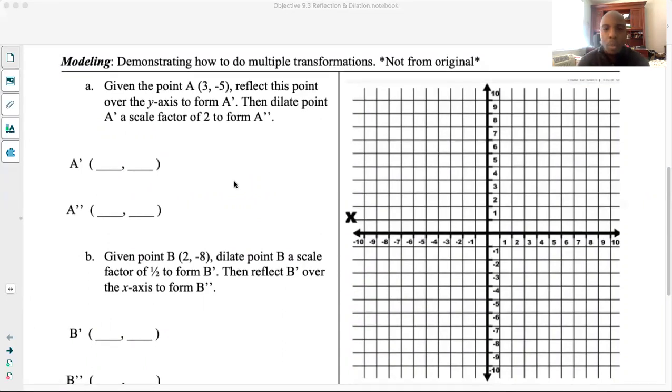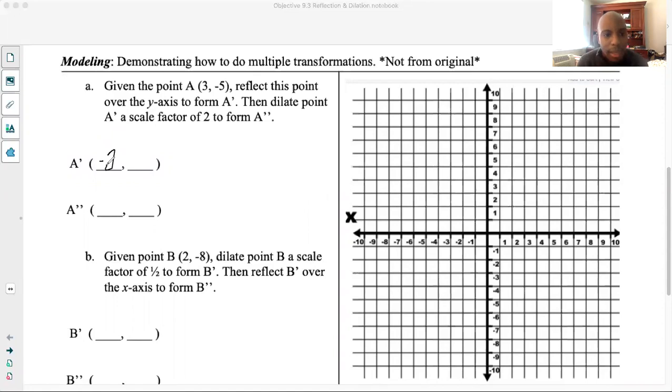We need to reflect this point over the y-axis to form A prime, reflected over the y-axis, and then dilated a scale factor of 2. Now remember, if you look at the actual modeling, this is the same exact point that we did. 3, -5, when it's reflected over the y, we get -3, -5. We already talked about this one.